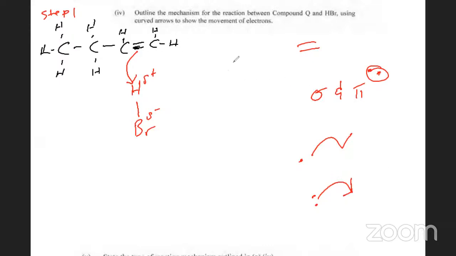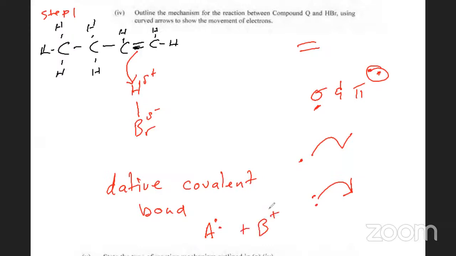So your double bond has a sigma and a pi. When the double bond is doing the attack, it is actually your pi electrons. Your pi bond has two electrons. We are not interested in the sigma bond. What we're actually doing is forming a dative covalent bond. In a dative covalent bond, one atom donates both of the electrons to the next atom, so you get AB. This is dative covalent bonding.